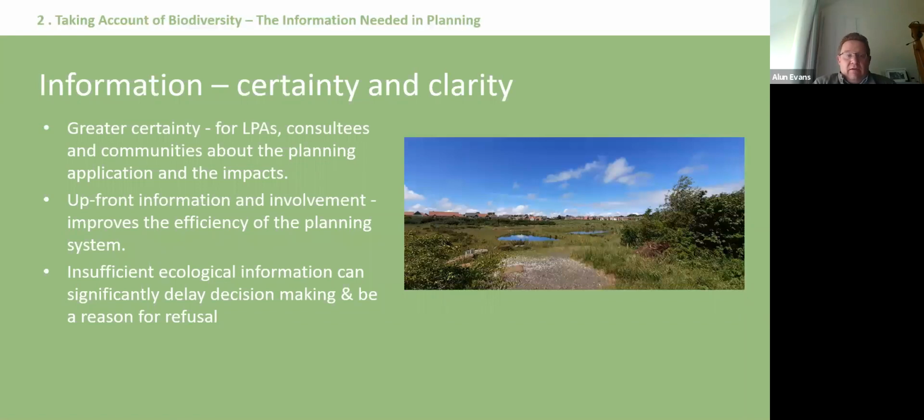Also, the importance of having this relevant ecological information provides greater certainty and clarity for both the planning authority, its consultees, and those communities who are going to be impacted by the proposed development. Sometimes in a good way, sometimes not so. But providing it up front and getting that early engagement should hopefully make the whole process more efficient.